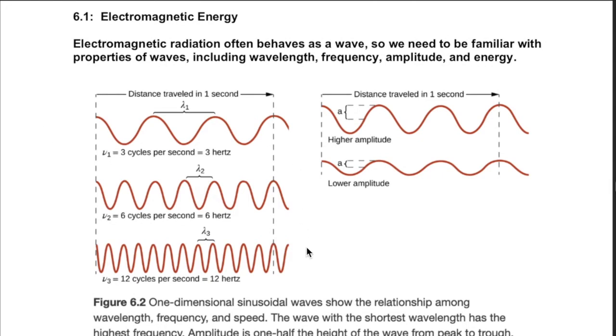The first thing we'll talk about is, since electromagnetic radiation, visible light, UV radiation, and microwaves behave as waves, we are just getting some terminology here that has to do with waves. So the distance between two crests of a wave would be the wavelength. That would be measured in meters. It is a unit of length.